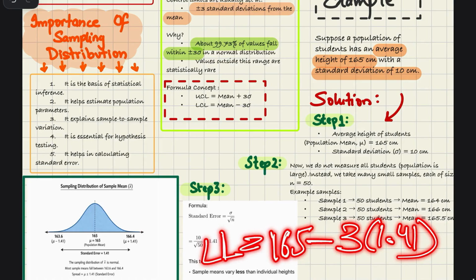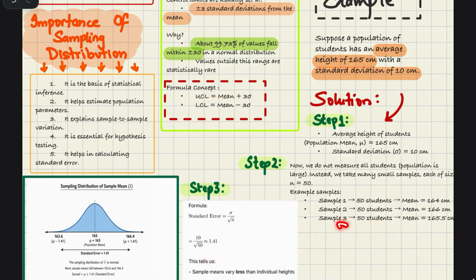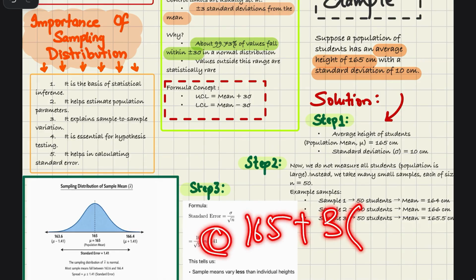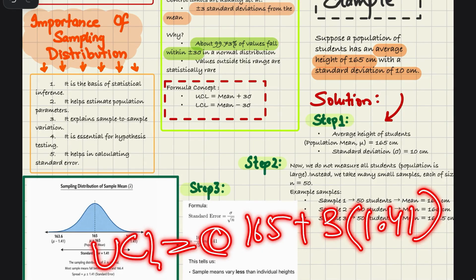So 165 minus 3 into 1.41. You see what is the formula of the lower limit? 3 into 1.41, right? And then we'll calculate the upper limit, which is the mean, 165, plus 3 into what is the standard error? 1.41. This is how we calculate the upper control limit, right?